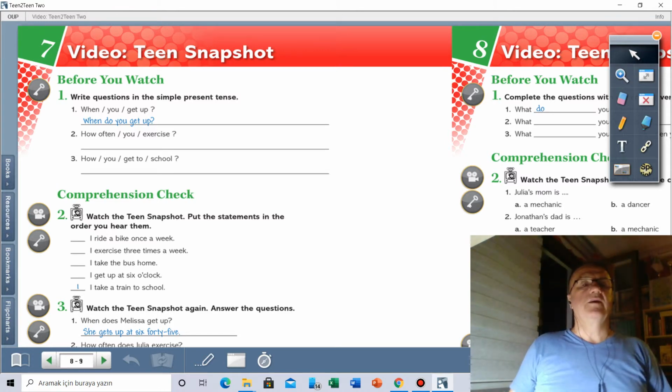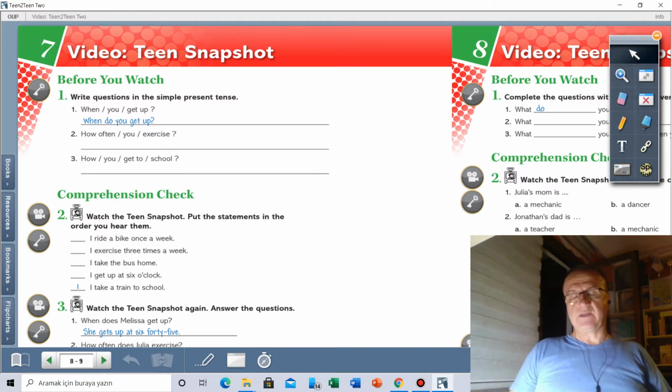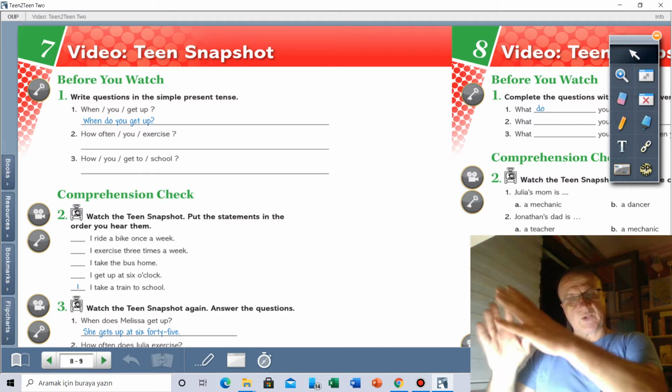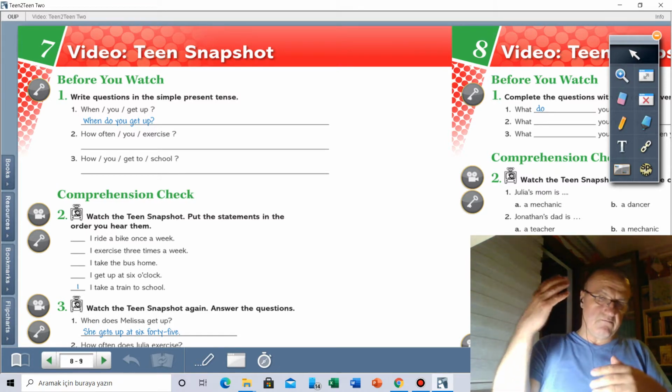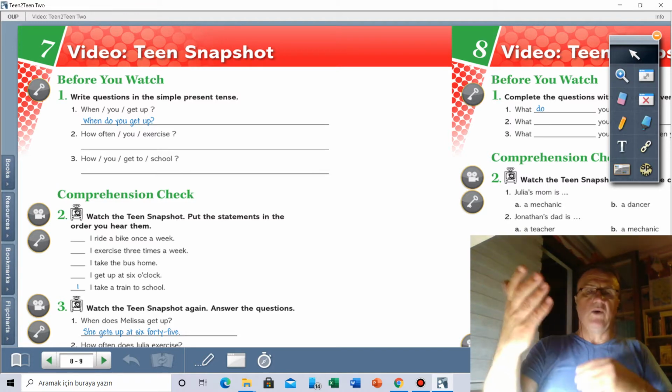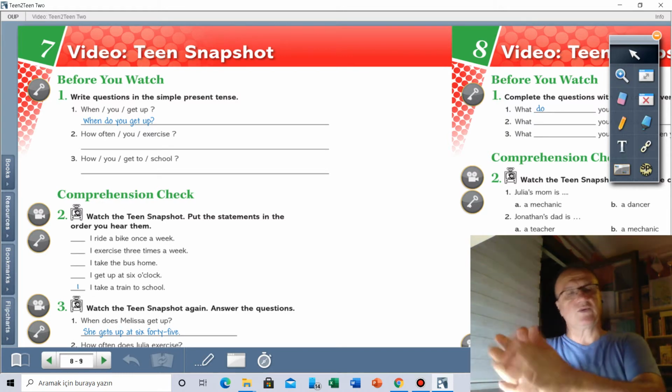Okay. Now before your word section, let's look at the first exercise. Write questions in the simple present tense. Simple present tense is, for example, what do you do every day? You get up, you eat breakfast in the morning, you prepare yourselves and you wear your clothes, and you prepare your backpack for school or for somewhere else, and then by bus, by car, you go to school or to work, whatever you think. Now you're students, you go to school.